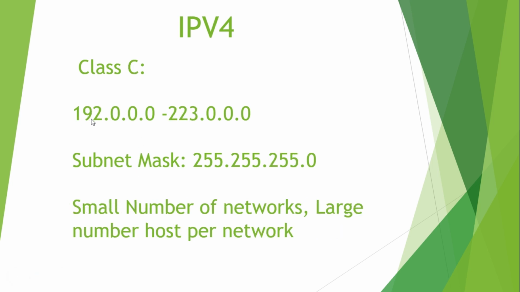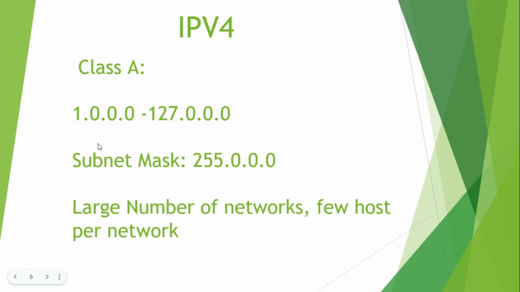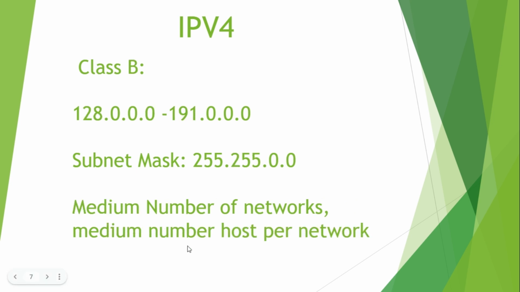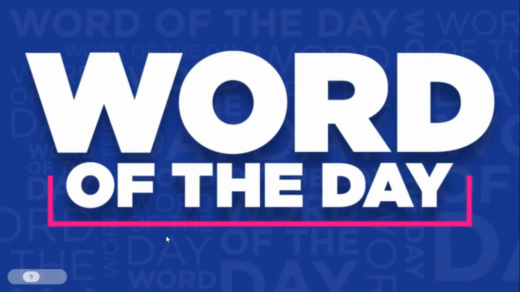Class C, 192 all the way to 223. Subnet mask is 255.255.255. Small number of networks, large number of hosts per network. The keyword here, guys, obviously other than memorizing the numbers, is to just realize, hey, class A, best for a large number of networks, few hosts. Class B, medium networks, medium hosts. Class C, small number of networks, large number of hosts per network.